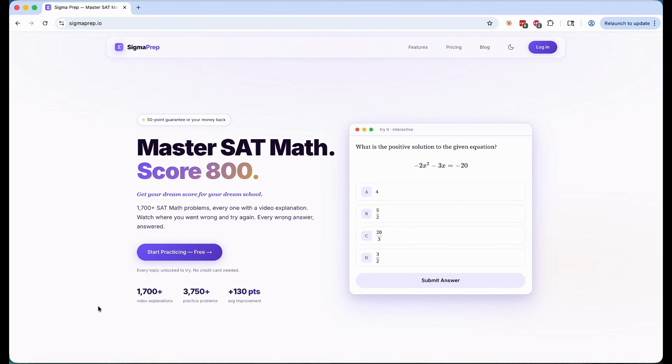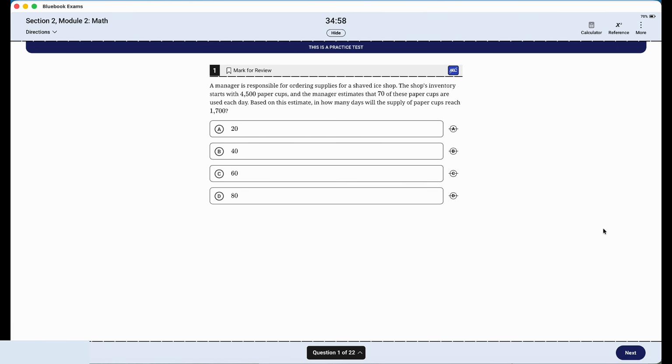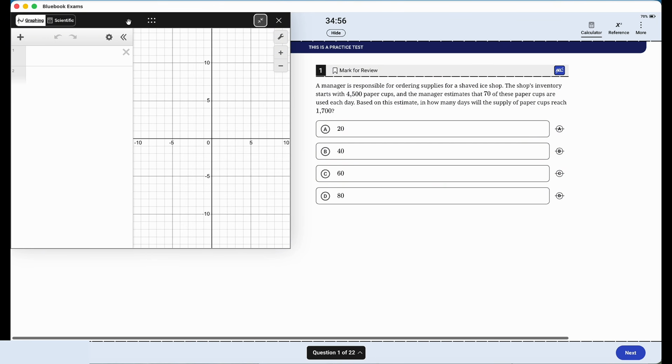Back to module 2. All right, module 2. Let's open up Desmos, go through this one. A manager is responsible for ordering supplies for a shaved ice shop. The shop's inventory starts with 4,500 cups. The manager estimates 70 of these cups are used each day. Based on this estimate, in how many days will the supply of paper cups reach 1,700?